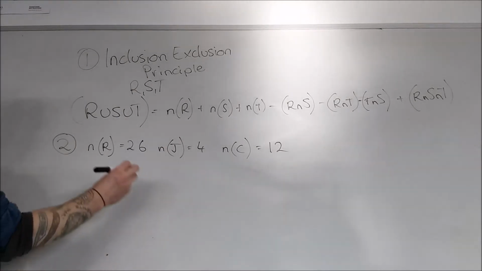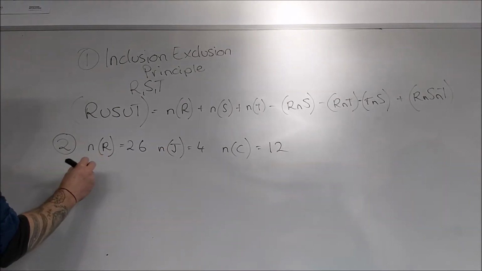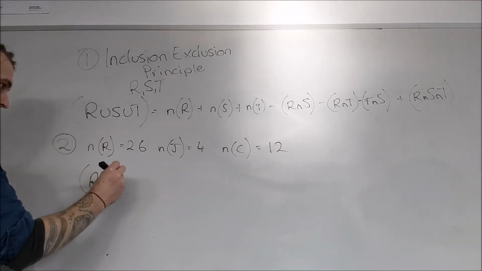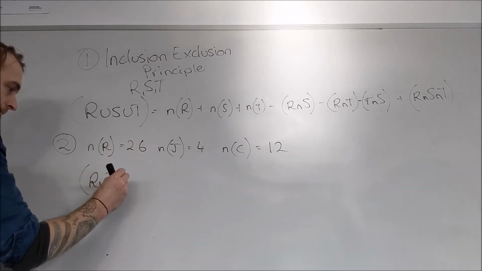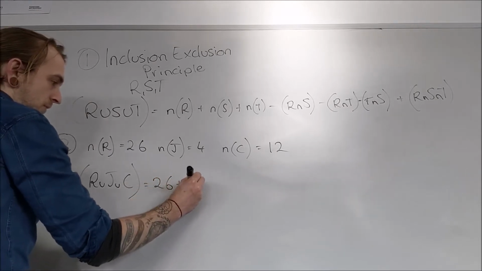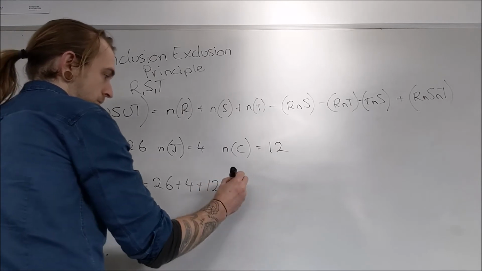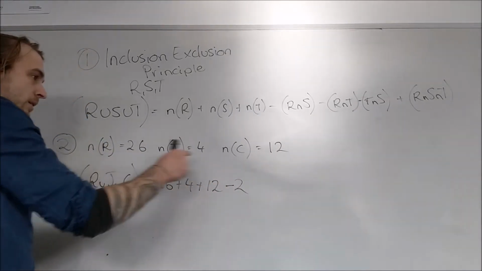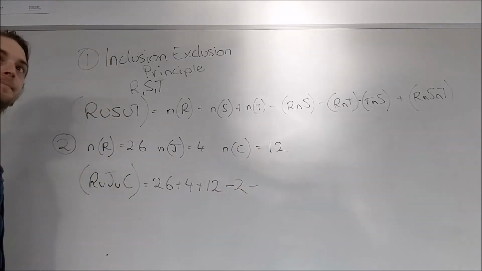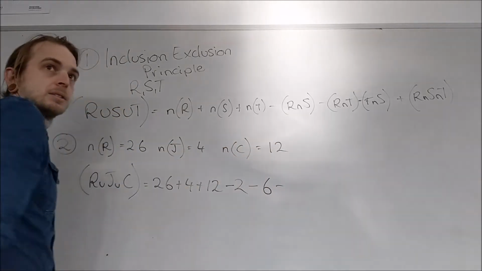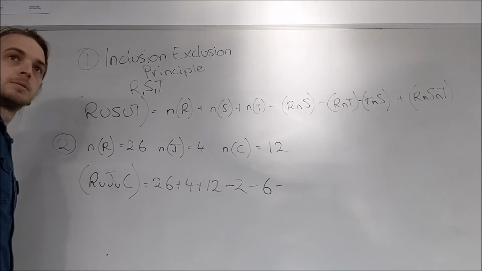Inclusion, exclusion principle. So we have the union of R, J and C is equal to 26 plus 4 plus 12, minus, now I haven't set these up, but how many red jacks are there? 2. How many red court cards are there? 6. How many jacks are in the court cards? 4.